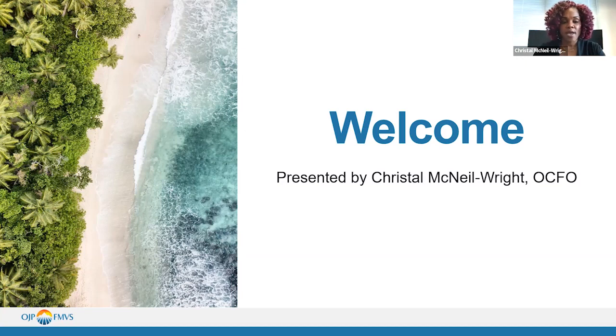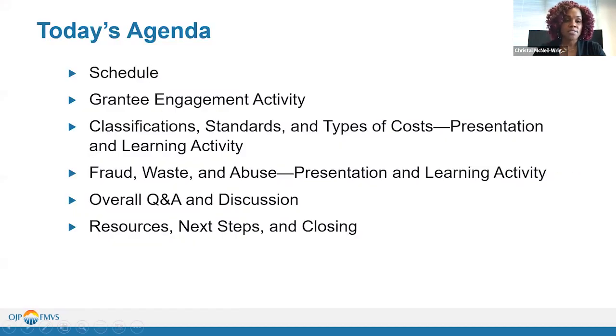So for today, what we're going to be discussing, we'll start off with our grantee engagement activity. As you know, this is our opportunity to just kind of break the ice a little bit, start off with an engagement activity to get us moving, get us thinking, and then we'll move into our first presentation, classification, standards, and types of cost. That will be followed by a learning activity. So here we'll learn about all the different types of costs that would be for your grant.